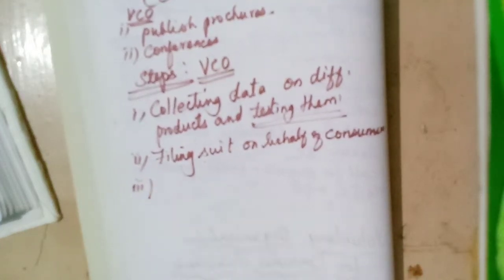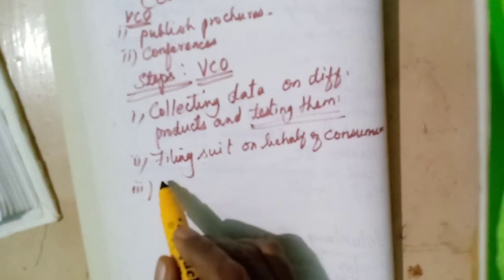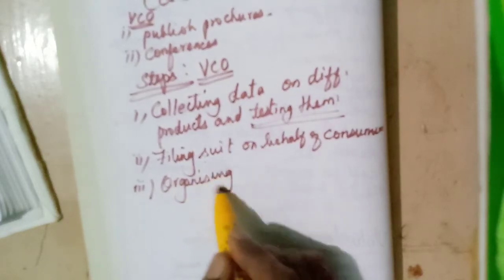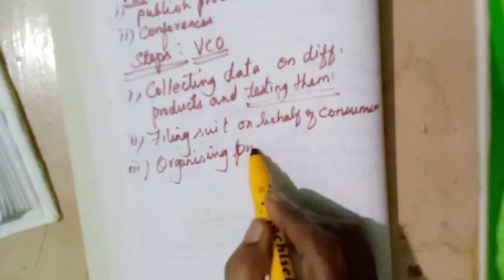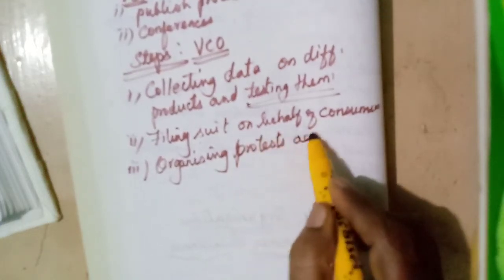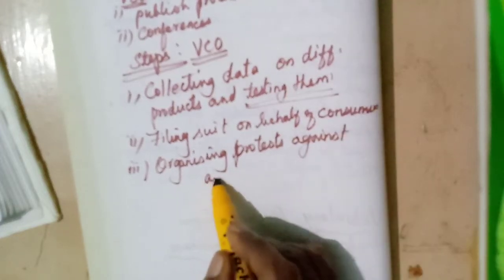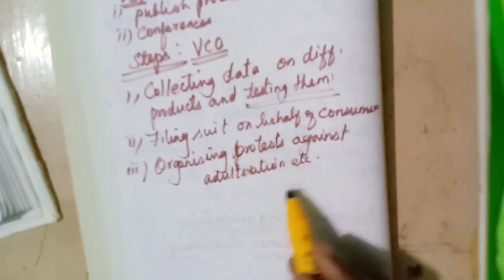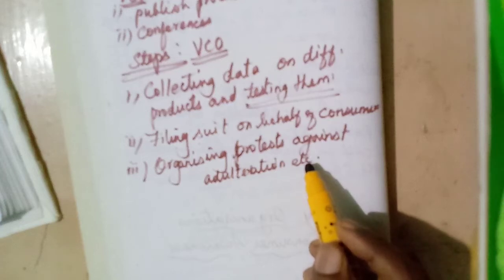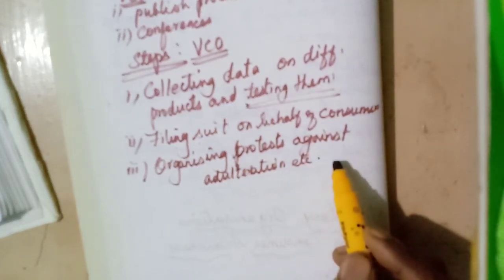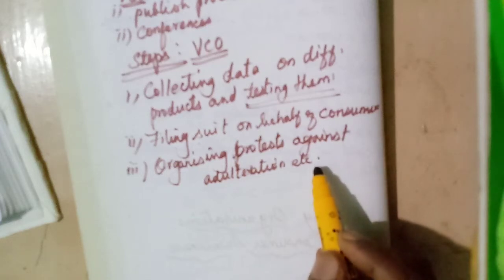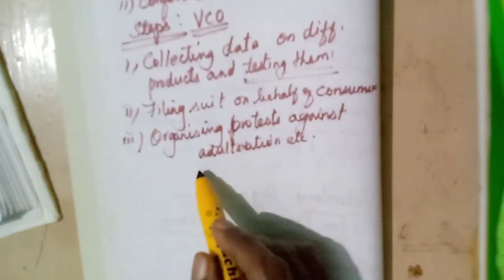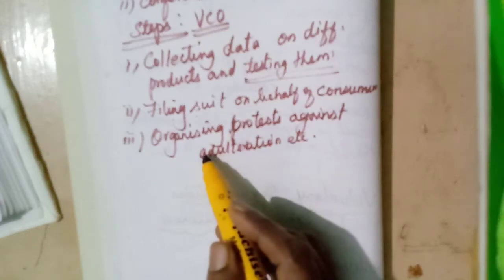Then they are organizing protests against adulteration and all the other exploitations. Protest means we know, isn't it? Organizing protest. Nowadays we do many protests, even in front of the collector's office, or in front of the main officer's office. So they are doing many protests.